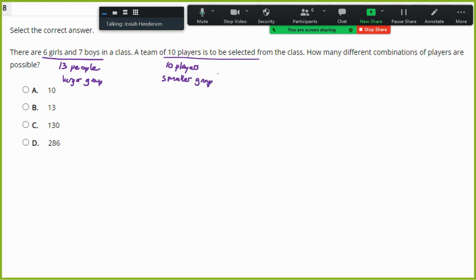Because we have a larger group and we're taking a smaller group from it, that's a clue that we're doing either permutation or combination. They're asking us at the end how many different combinations. So they're kind of telling us we're doing a combination problem. Because there's no hierarchy here, there's no ranking, like the first person is the team leader or anything like that. It sounds like the order does not matter.